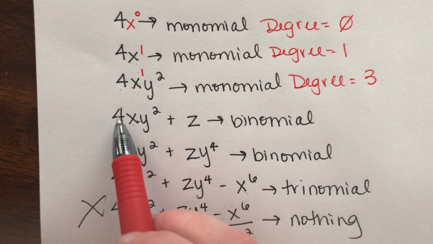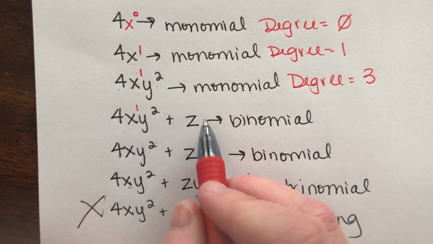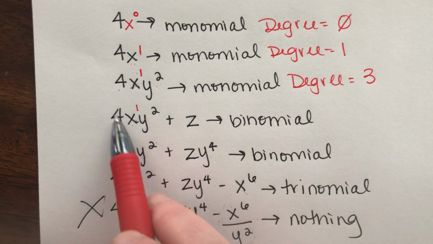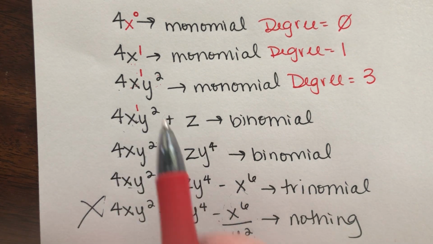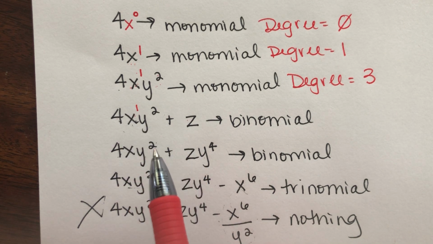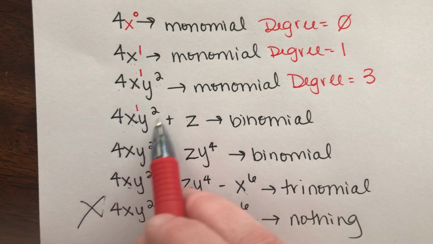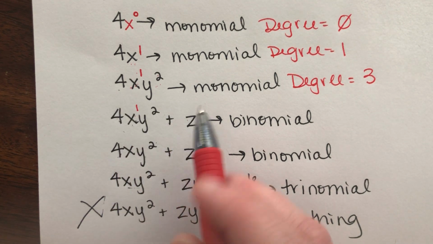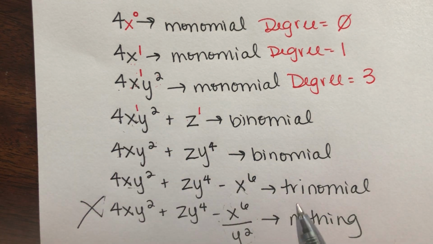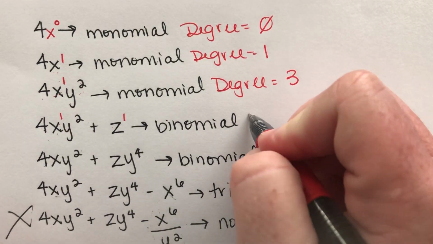Here, I've got 4xy squared. We know the degree here is 3 of this term. And then I've got this guy. This is a separate term. So how do I know what the degree of this whole thing is? Basically, you find the degree of each term and just pick the biggest one. I know that's a weird rule, but you just pick the biggest one. So this degree is 3. This degree is just 1. So what's bigger, 3 or 1? 3, right? So the degree of this whole polynomial is just 3.